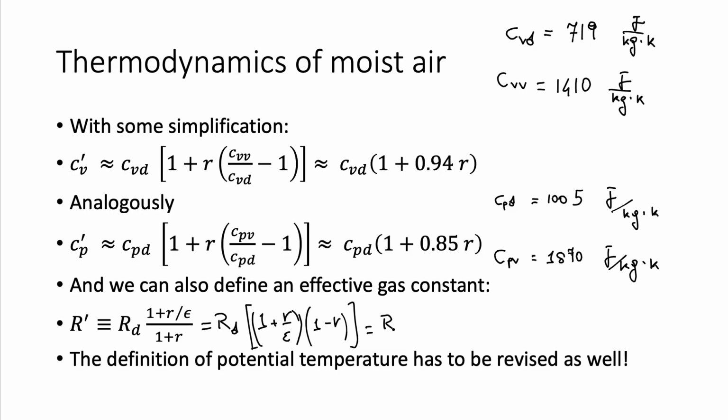And so this is RD times 1 plus, collecting all the things with an R, 1 over epsilon minus 1, times R. How much is 1 over epsilon? Well, epsilon is 0.6, so 1 over 0.6 is about 1.5 approximately. Terms proportional to R squared we're going to ignore, and that's that.